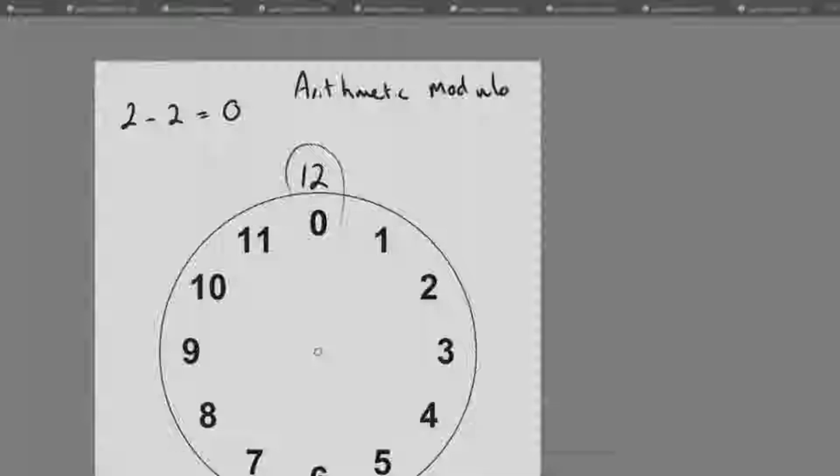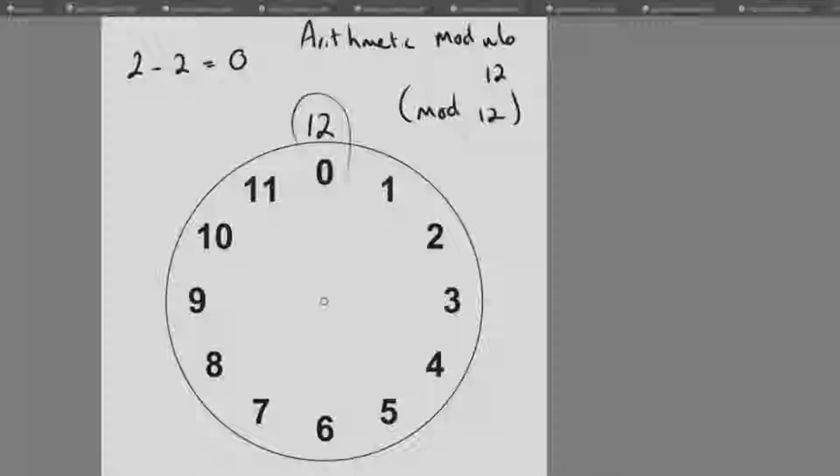modulo 12, or just mod 12 for short. So when I say I'm counting mod 12, it means I'm counting in a circle. And the circle has 12 numbers on it. 1, 2, 12, but 0, or 0 to 11. There are 12 numbers on this circle.